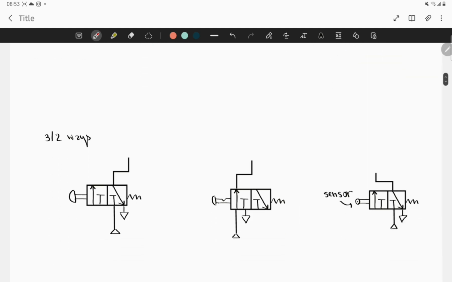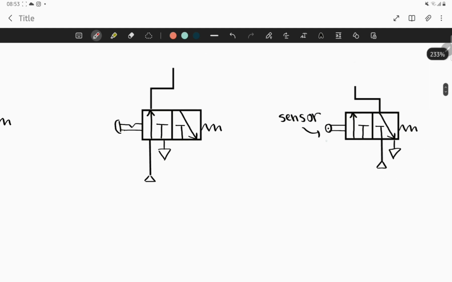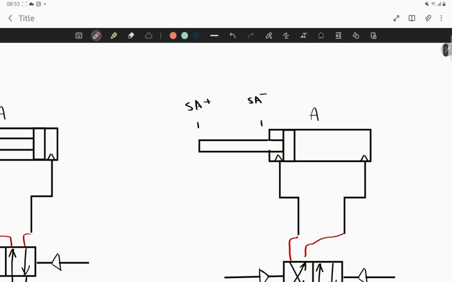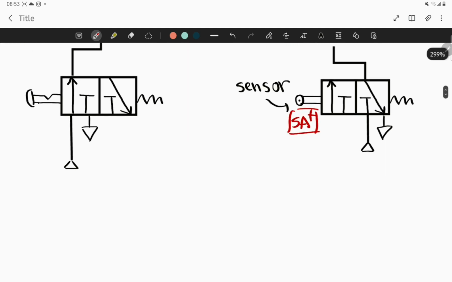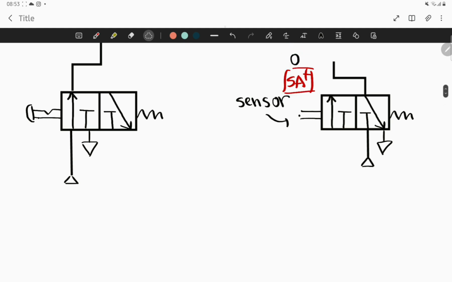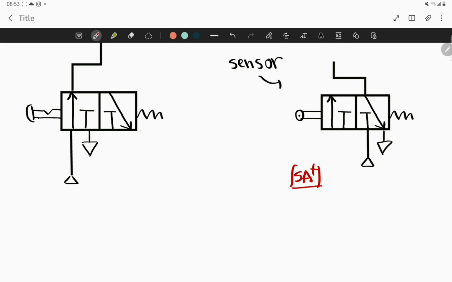So SA plus, we would write here SA plus. And what this means is that when the piston reaches SA plus, it activates this sensor. And when it activates the sensor, it would press it. So we represent it by this little wall next to it. And then, since it's pressing, it commutes.